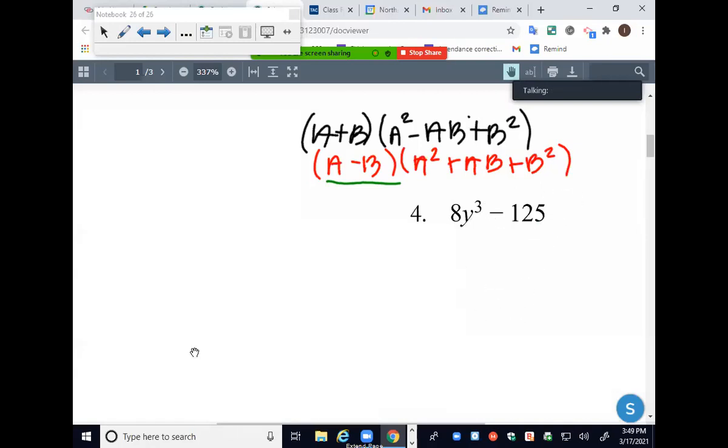How do I get it to be just a? I can cube root it. So what's the cube root of 8? 2. The cube root of y cubed is y. What's the cube root of 125? 5. We're using the same numbers over and over again, guys. So now I have a, now I have b. I'm going to plug it into the sum or the differences formula.